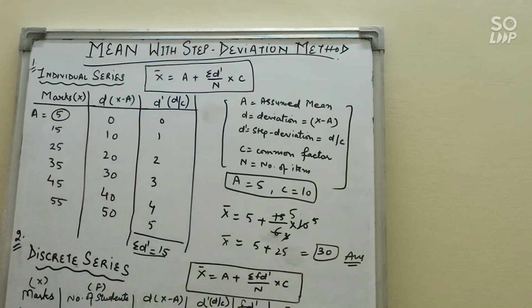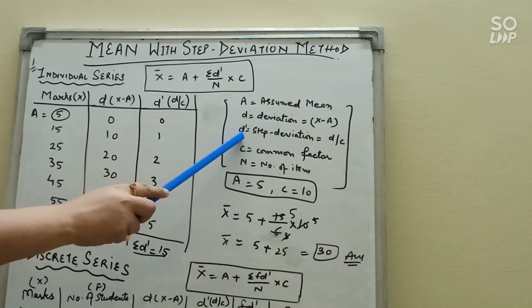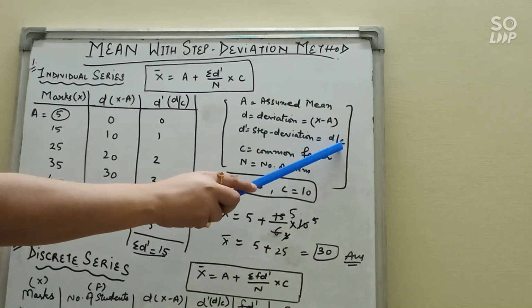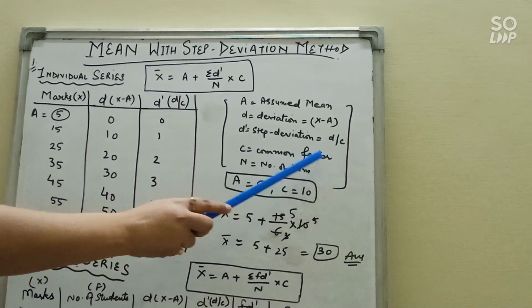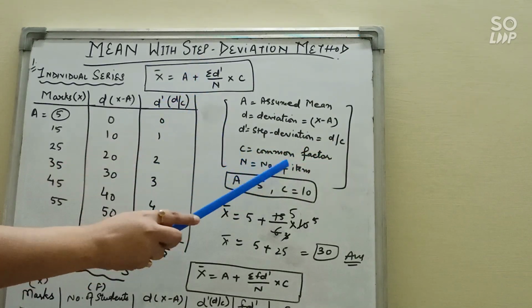Then d dash. Here d dash means step deviation. Why are we using the shortcut and step deviation methods to calculate mean? These two methods help us to calculate mean in an easier way. Step deviation we will write like d dash and the formula is d upon c. Now what is c? C is a common factor and n is the number of items.